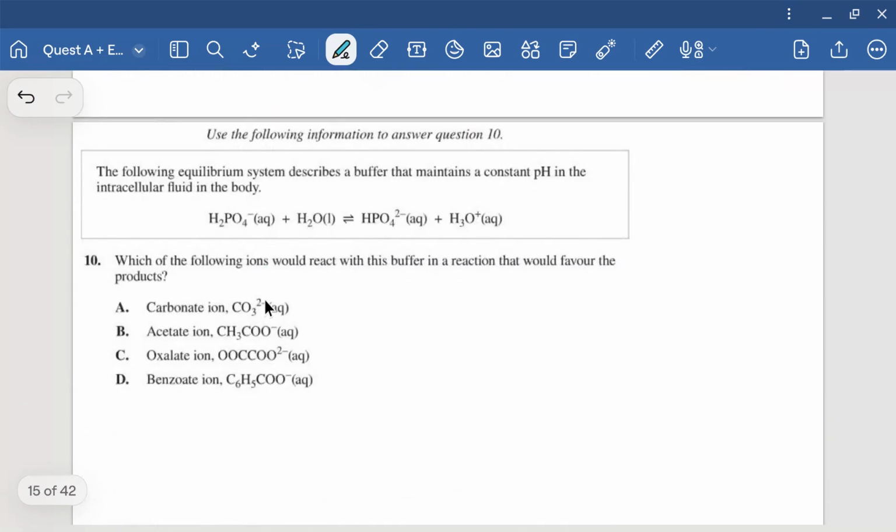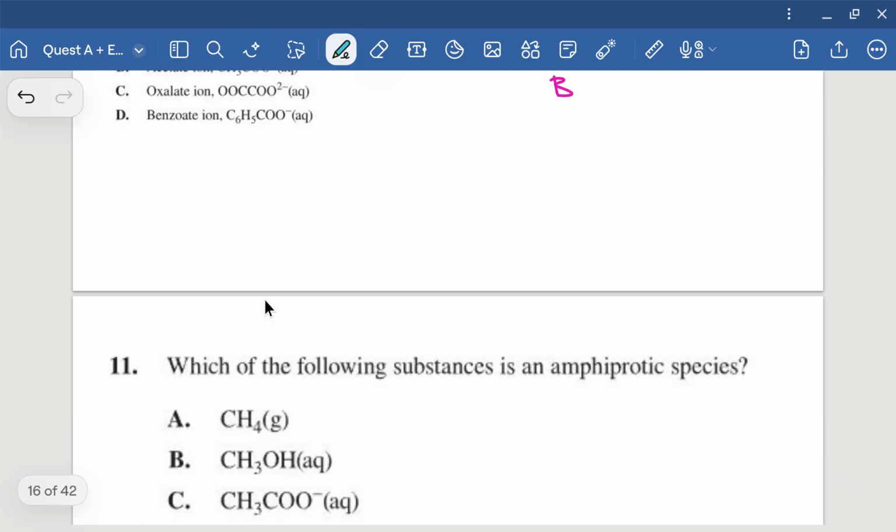Question number 10 here, which of the following ions could react with the buffer in a reaction that would favor the products? We do have the buffer system, which would be these two. If you want the products to be favored, you're looking for your acid to be higher up than your base. You're just looking at placement here, and you'll see that the carbonate ion is higher up than the base, and so your answer is A.